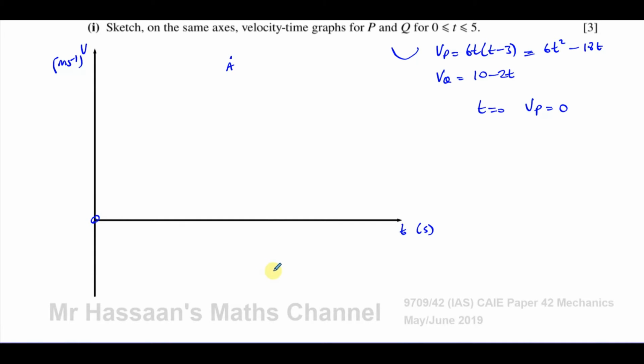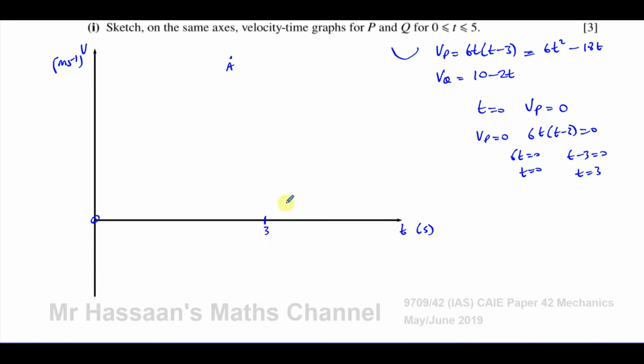Now we're going to find where else it crosses the t-axis. We can find out when v is 0. We have 6t times (t minus 3) equals 0, which is the factorized version of this quadratic. So we can solve it very easily. Either 6t is 0, in which case t is 0, which is the point we found already, or t minus 3 equals 0, in which case t is 3 seconds. So it crosses the axis at 3 seconds.